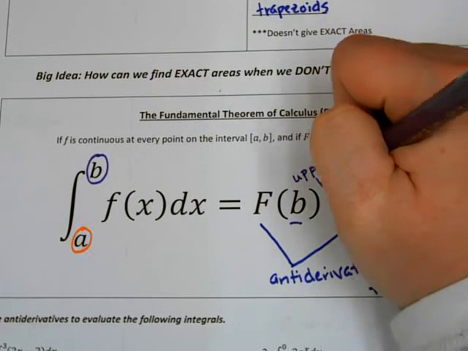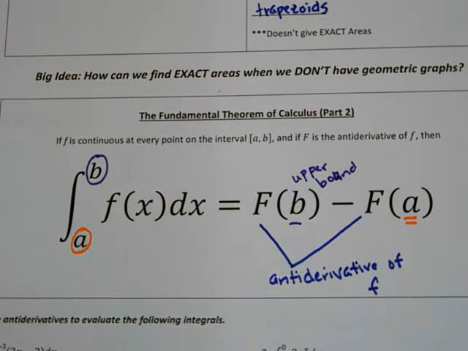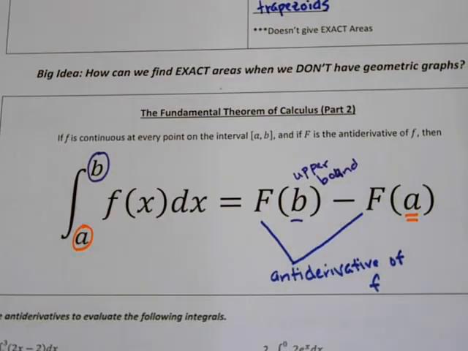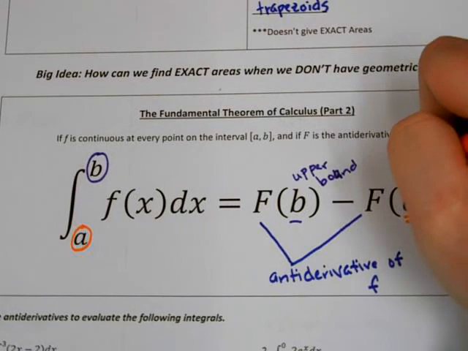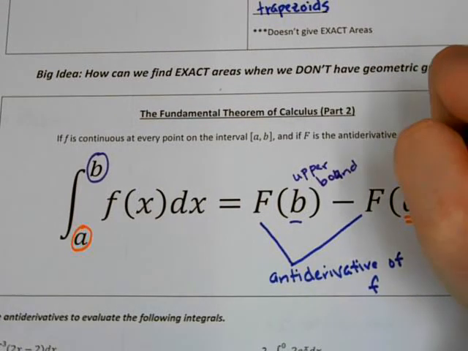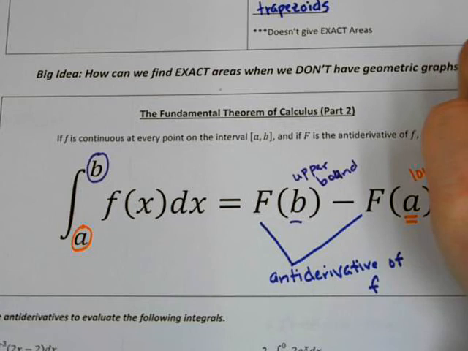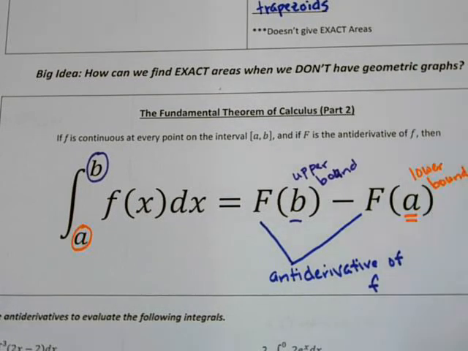Wow, I can't spell. I don't know why I put an A. Apparently, I need to go back and learn how to spell. And then this is the lower bound. Look, that time I spelled it right, guys. Aren't you proud of me?